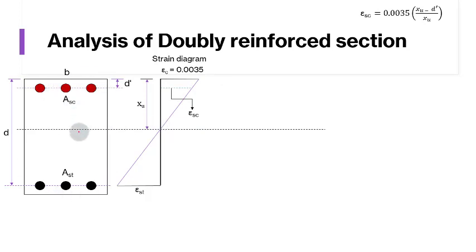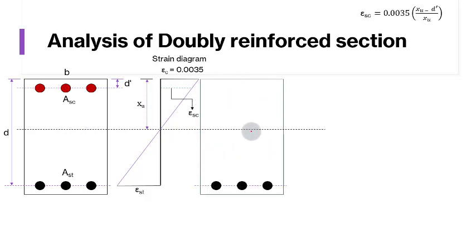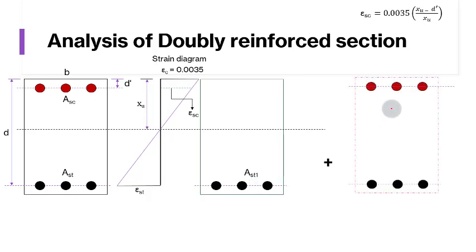Now this section can be split into two sections. One is a singly reinforced section with full concrete, where the steel has area AST1, plus we have steel AST2 plus ASC. If I superimpose these two sketches, finally we are going to get this section. So firstly, I have split this doubly reinforced section into two parts. In one part we have concrete with one part of tension steel, and in another part we have only compression steel and a part of tension steel. So your total tensile steel will be equal to AST1 plus AST2.